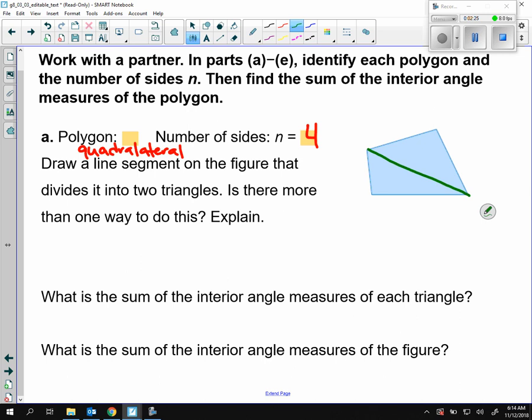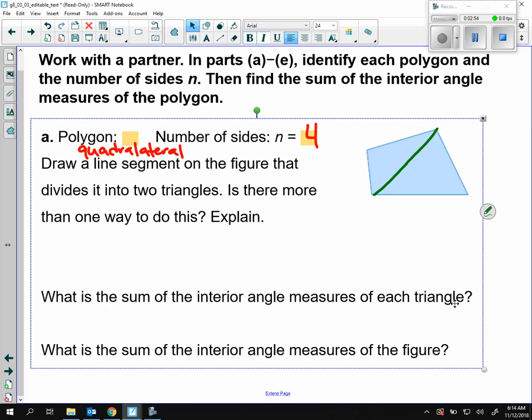So when I'm looking at this, yes, there is another way to do this. I could choose the other 2 angles to connect. So that would look like this. So I could start at either angle, but they both form 2 different triangles. The triangles are different shapes, but they're 2 different triangles.